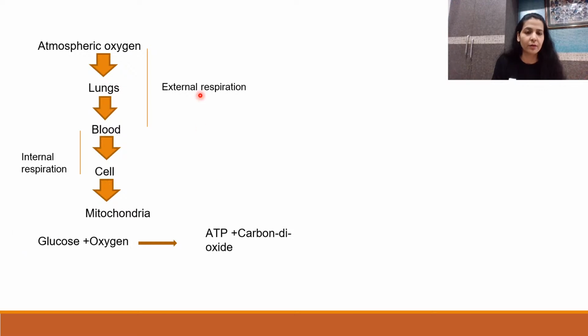All right. So external respiration, lungs and blood. Internal respiration, blood and cell. And cellular respiration in the mitochondria of the cell, where you get ATP and carbon dioxide. Now this ATP will be used for a number of biological processes that take place in our body.